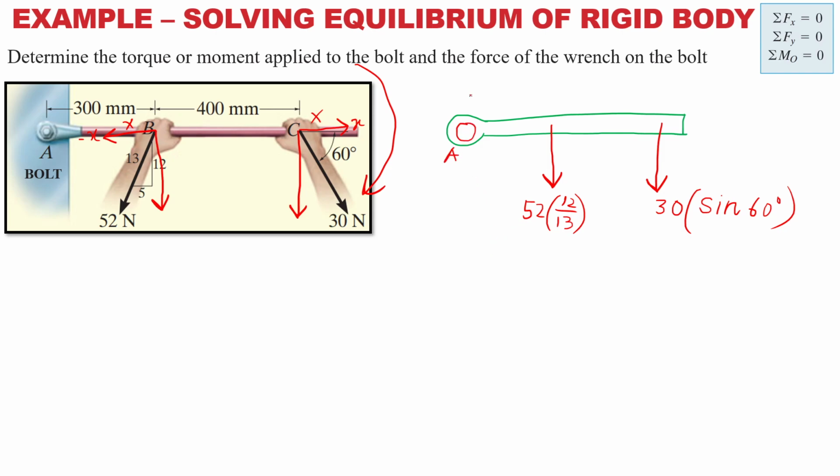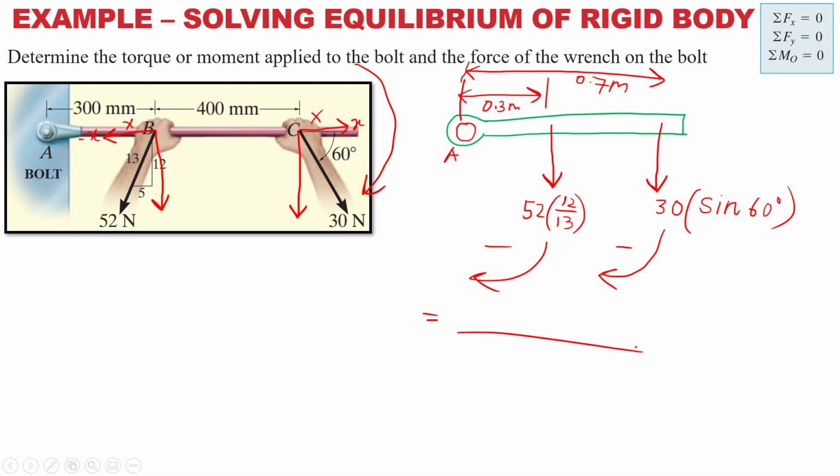So summation moment A kena carilah. So this is the distance. Distance here is 0.3 meter. And the second distance is actually 0.7 meter. You have to take into account first 300, next 400, right? So this is the moment lah. This is rotating like that. This thing is rotating like that. It's a negative. It's a negative.